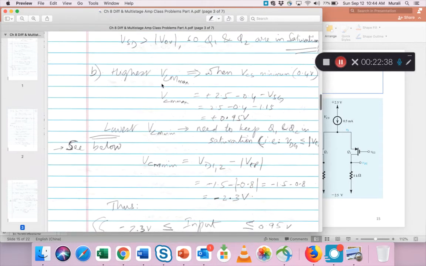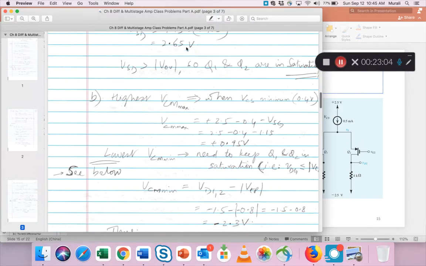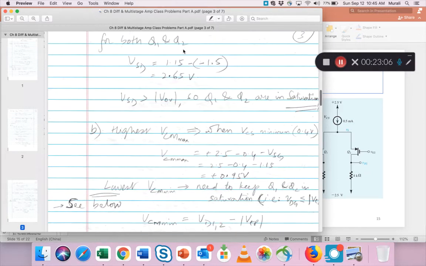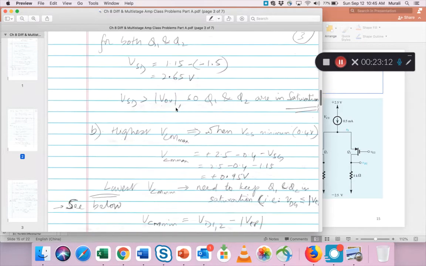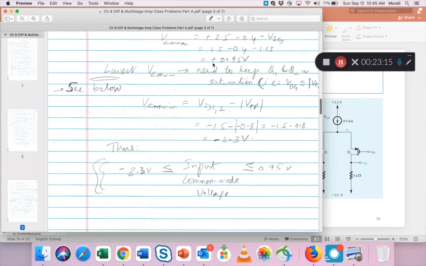Now we need to find the highest VCM max, and that happens when VSG is minimum. That means this has to be 0.4. So when VSG is minimum, your common mode maximum can be calculated, and that's 2.5 minus this minus VSG. And we know VSG is 1.15. So if you plug all that in, you get the maximum common mode voltage is 0.95.